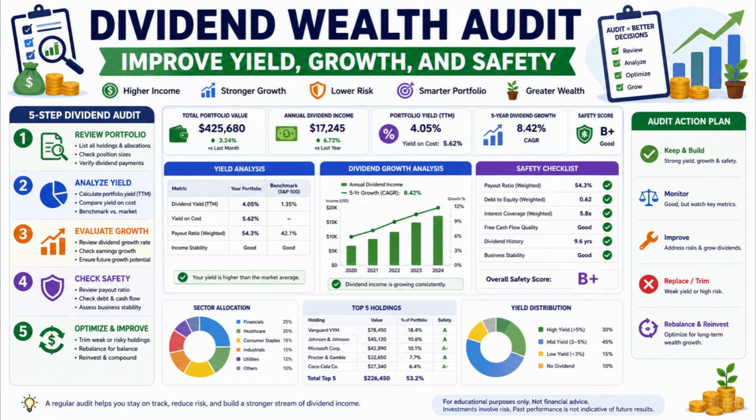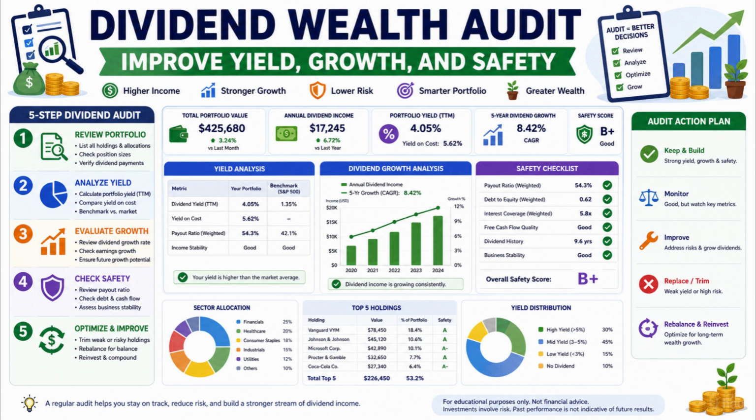In this example, the portfolio value is $425,680, while annual dividend income is $17,245. Comparing these figures with the previous month and previous year helps show whether both wealth and income are moving in the right direction. After that, analyze portfolio yield.